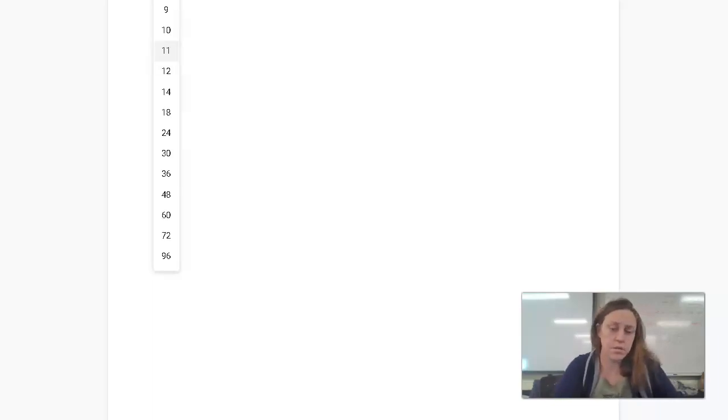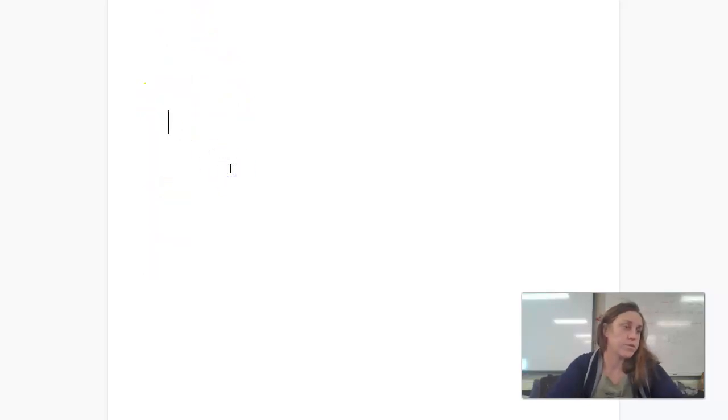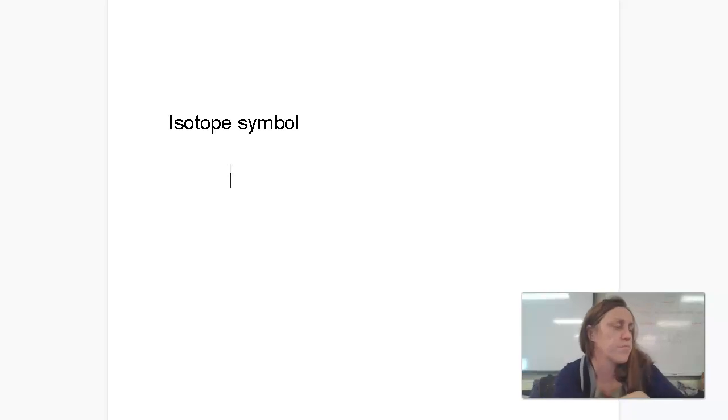So the isotope symbol, and that's on the bottom of your notes there. This is pretty easy, pretty clear cut. Okay. I'm going to incorporate two parts to this. Well, I'm not. I'll do it within the next. I might do it at the bottom.